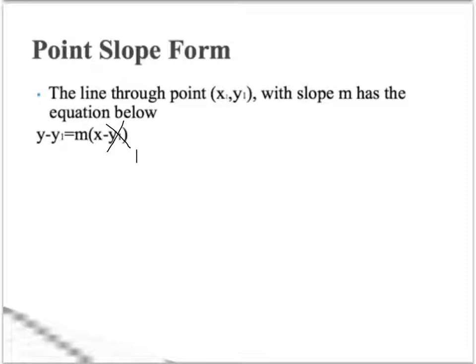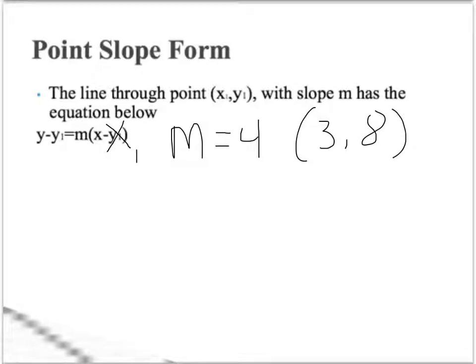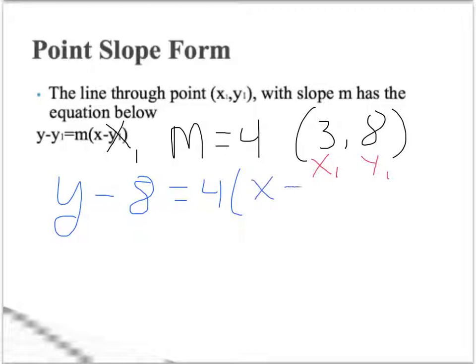So let's do a quick little example. What if I gave you the slope was 4, and I told you that it went through the point 3, 8. Well, then you can use the formula y minus y1 equals m times x minus x1. I'm going to label this x1, I'm going to label this y1. So now I plug it into my formula: y minus y1, which is 8, is equal to 4 times x minus 3.